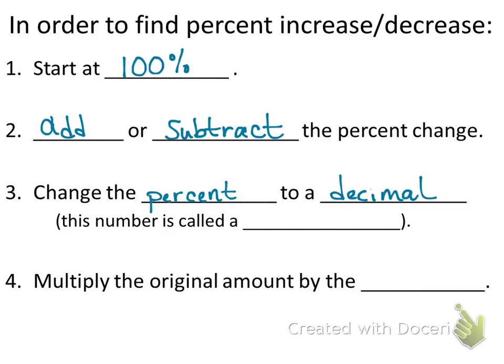Nico, how do I change a percent to a decimal? Just divide by 100. Write that next to step 3. This number is then called what, Bobby? The multiplier. And then the final step, step 4, Zach, what am I supposed to do? Multiply by the multiplier. Take the original amount and multiply it by the multiplier.